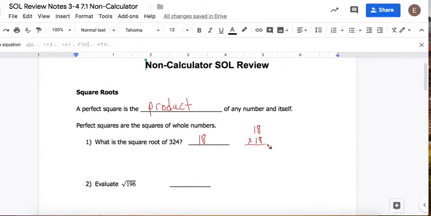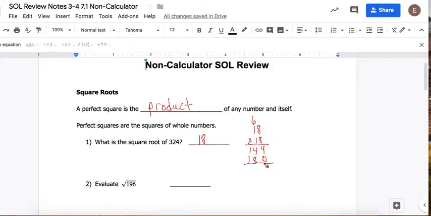So let's quickly review this. 8 times 8 is 64. Write down your 4, carry the 6. 8 times 1 is 8, plus 6 is 14. Now remember, you need your placeholder because you're multiplying by the tens place now. 1 times 8 is 8, and 1 times 1 is 1.